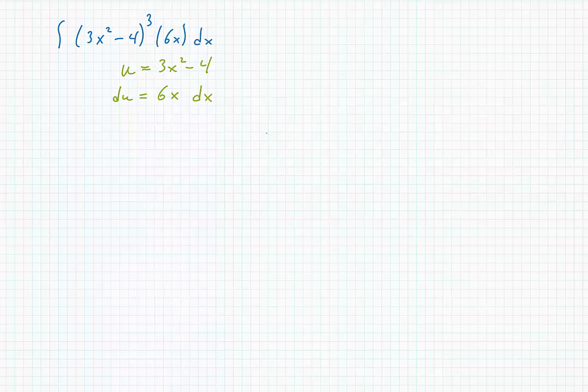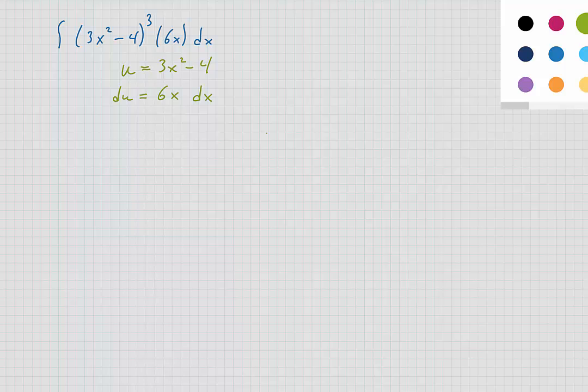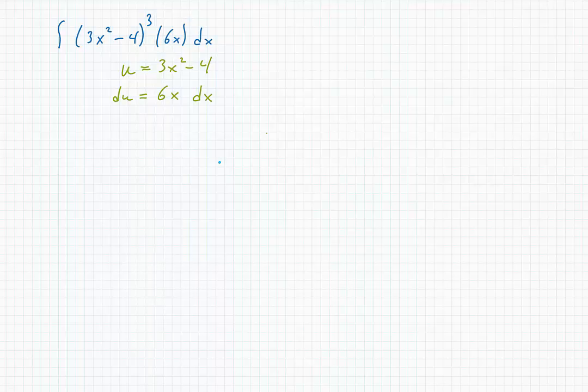So now I can replace the 3x squared minus 4 with the u, and I can also replace the 6x dx with the du. The substitutions are perfect, nothing's left over, nothing is overly substituted, I guess we could say. And we can completely convert this integral over to something in terms of u's. So we'll say that this is the same thing as the antiderivative of u to the third du. Again, 3x squared minus 4 is getting replaced with u, 6x dx is getting replaced with the du.